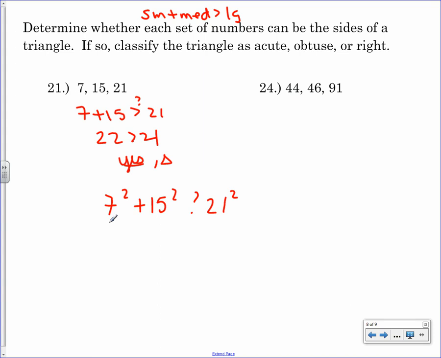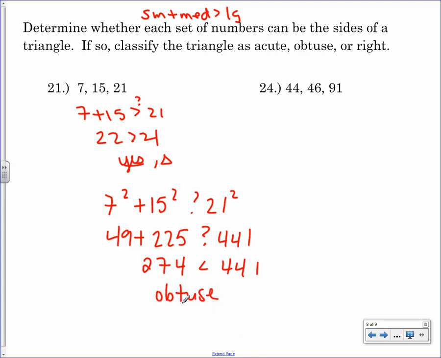Okay, so 7 squared is 49. 15 squared, okay, if you don't know, you can plug it in. 225. 21 squared, 441. So take your 49 and your 225, add them up. 274 is less than 441. So is that acute or obtuse? Obtuse. You guys get that? Okay. Again, if they had been equal, it would have been the Pythagorean theorem itself, which means it had to have been a right triangle. Okay.